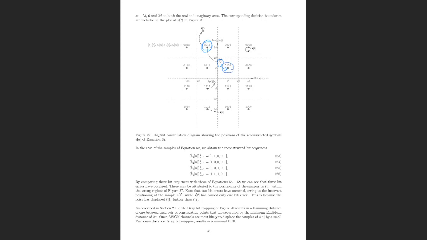The boundaries you see here are decision boundaries. They are placed in the middle between these constellation points. So when the signal received over the channel crosses the boundary, you get errors.